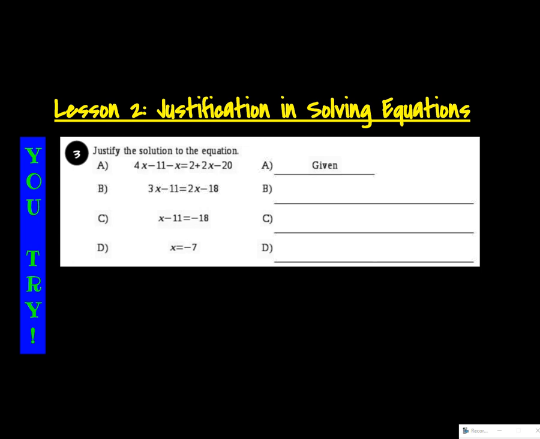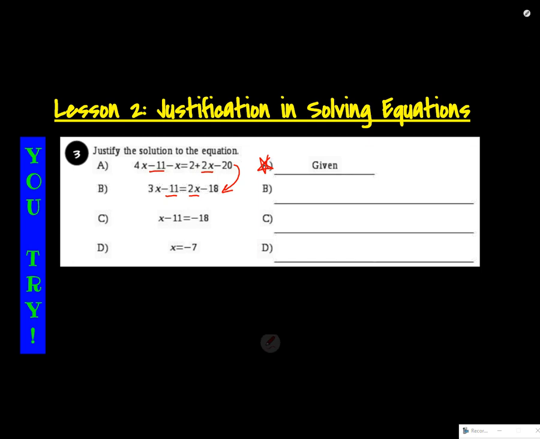So let's look at 3. We're going to look at A to B. Now we already know A is given. That is always going to occur. You always write that anytime you write the problem down. You don't have to worry about filling that blank in right now. But we've got to figure out what happened. So I see negative 11 is still around. And I see 2x is still around. So there is a change on the left and a change on the right.